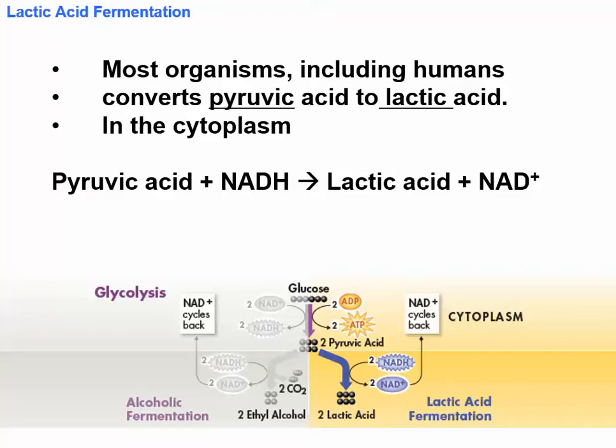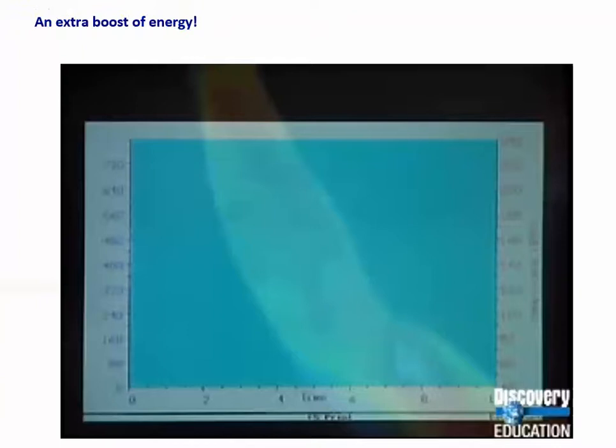Most organisms, including humans, will convert the pyruvic acid to lactic acid, and this occurs in the cytoplasm. Again, you'll see this NAD+ recycle back to glycolysis, and then it's going to be used right there. We'll watch this video in class.